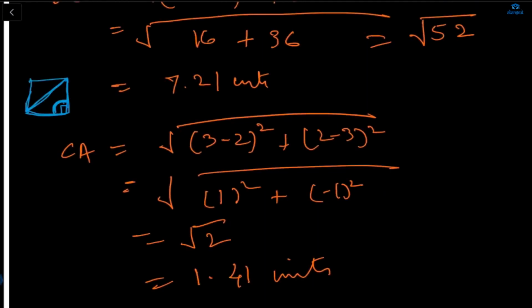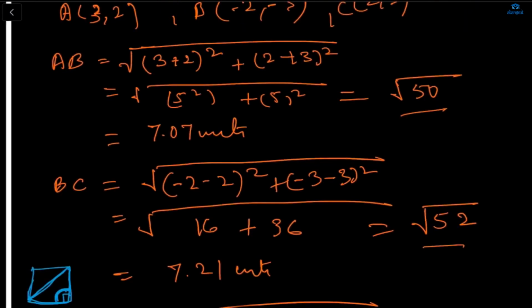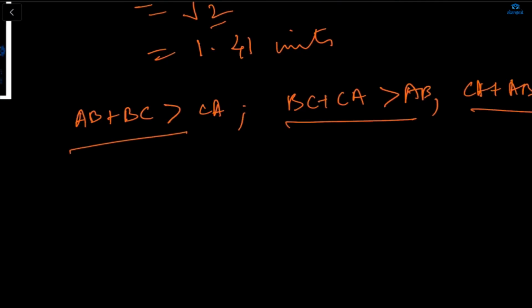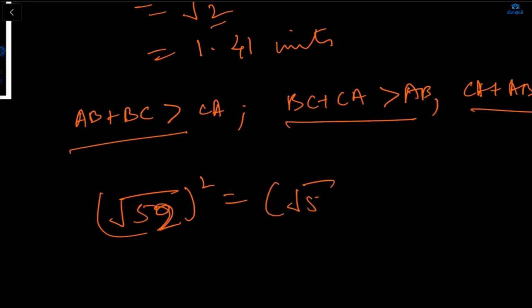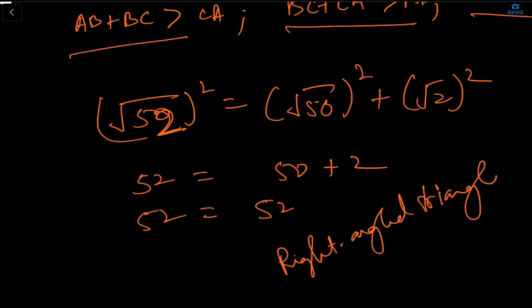Now you can see here it is root 52, root 50, root 50 and root 2. Okay, so it is actually following Pythagoras theorem. Okay, you can see root 52 square is equal to root 50 square plus root 2 square. So this can be written as 52 is equal to 50 plus 2. So is it following the Pythagoras theorem or not? Yes or no? It is following the Pythagoras theorem. Any doubt? So if it is following Pythagoras theorem, it is a right angle triangle. Okay, so it is a right angle triangle. Understood? Any doubt?